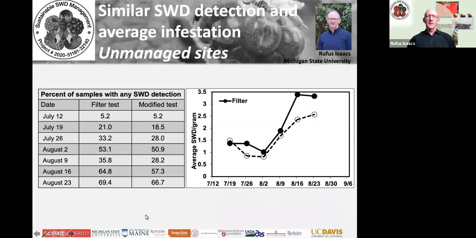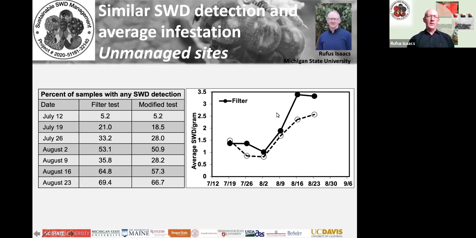Okay, next one. So this summer we've been doing some comparisons of spotted-winged Drosophila per gram of fruit and also the detection likelihood. So that's really important. It's not just the number of flies or larvae that you find, but are you just as likely to be able to detect that it's present or absent?